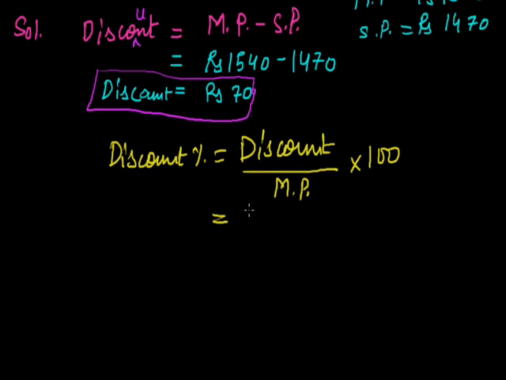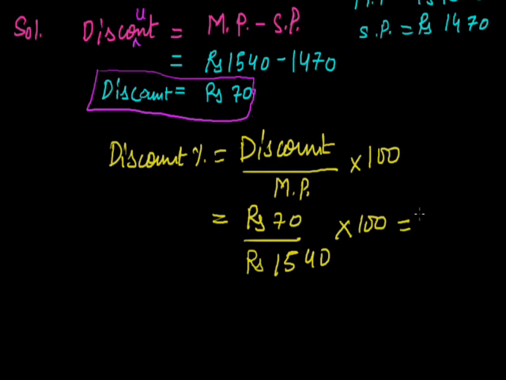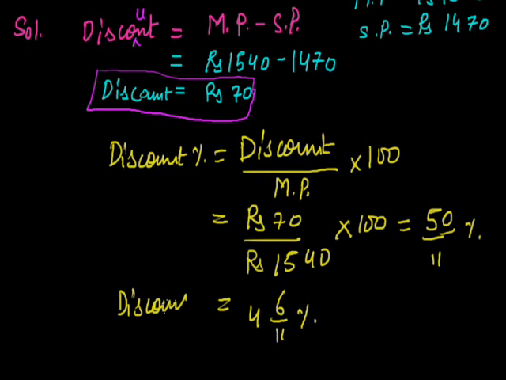Now here the discount is rupees 70 and the mark price is rupees 1540, and we have to multiply it by 100. Now it will be equals to, on cancellation we will get 50 upon 11%, or it will be equals to 6 by 11%. So the discount percent is equals to 6 by 11%.